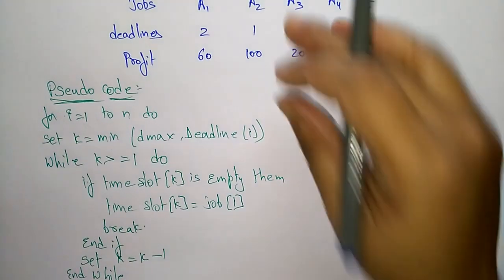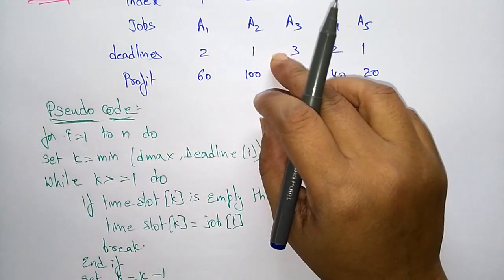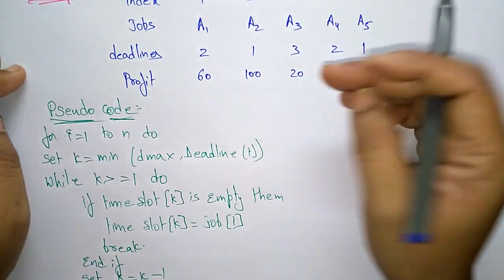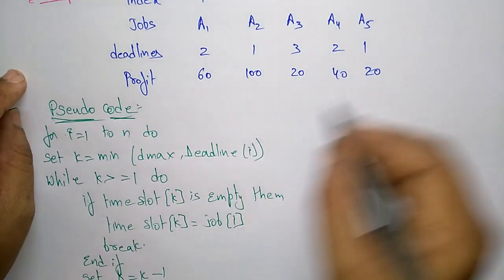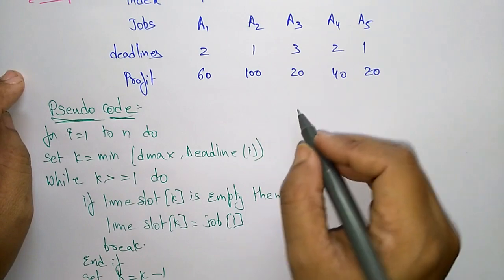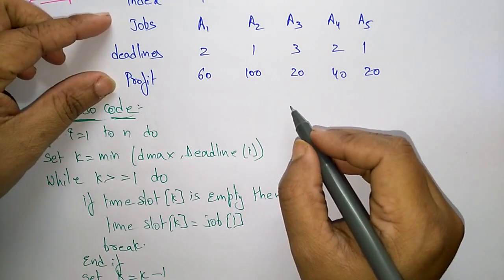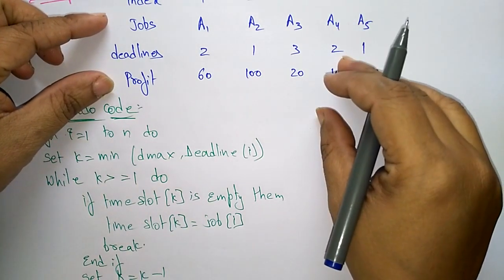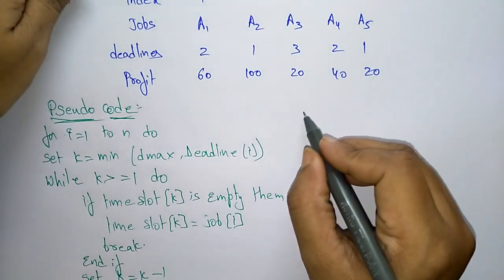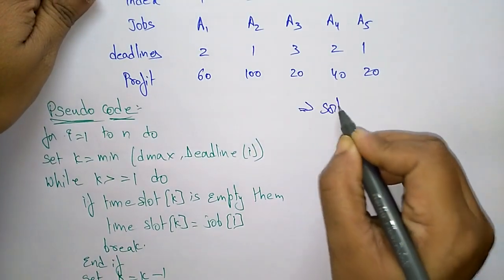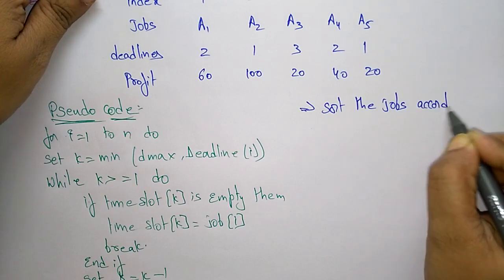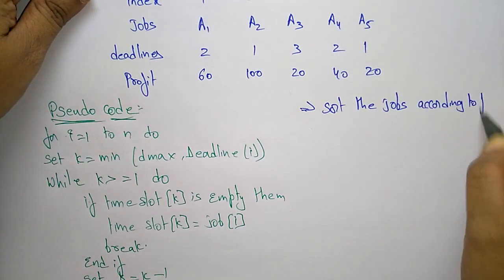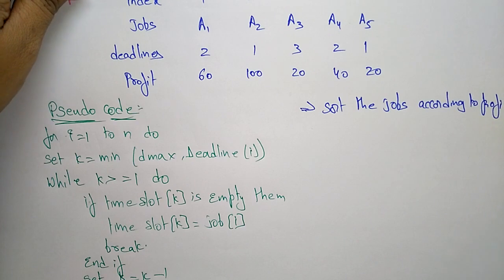So here this is the example I am taking. I have to find out the maximum profit for the jobs. Let me take the first step. First assign these jobs according to their profits in descending order. First sort the jobs according to profit in descending order.